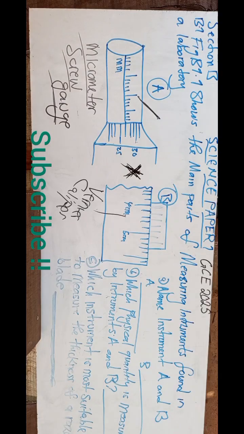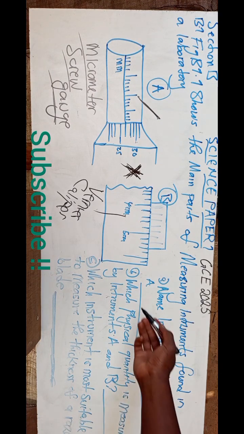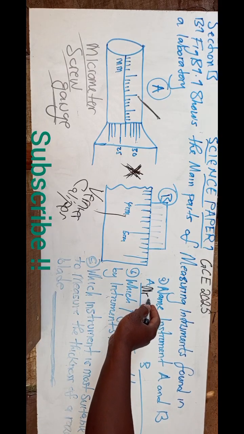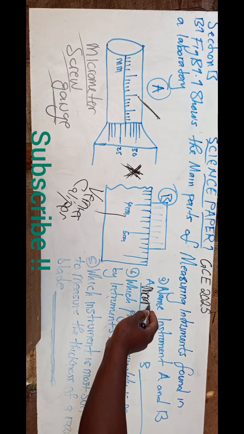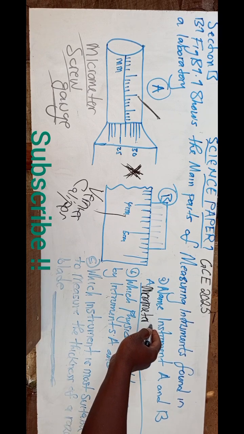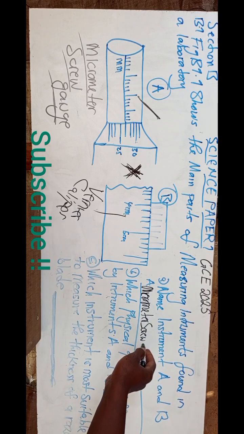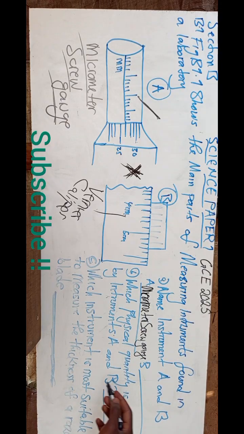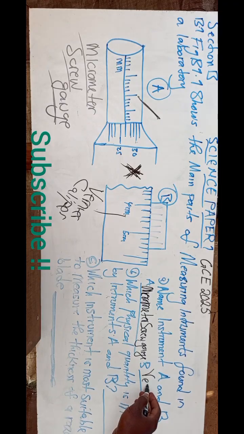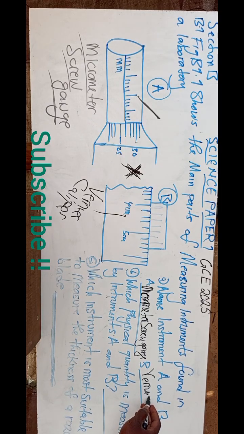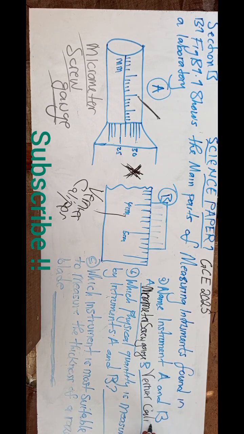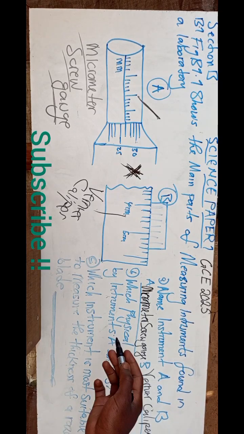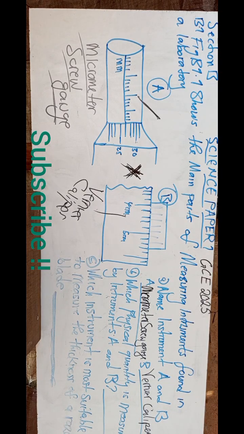So question A, they are telling us to name instruments A and B. For instrument A, we are going to write micrometer screw gauge. Then for instrument B, we are going to write vernier caliper. Then question B, we have which physical quantity is measured by instruments A and B.